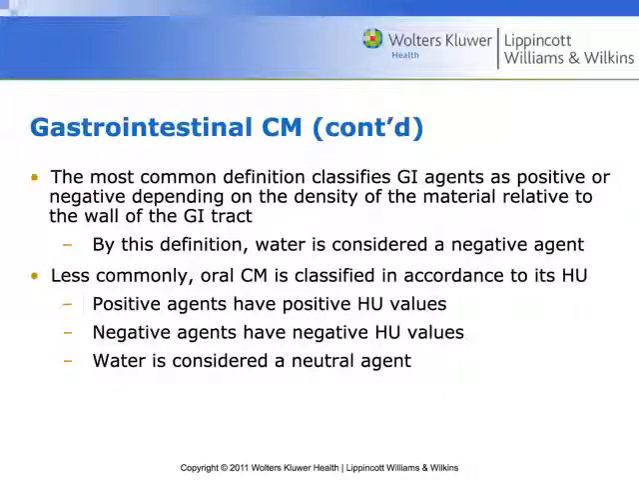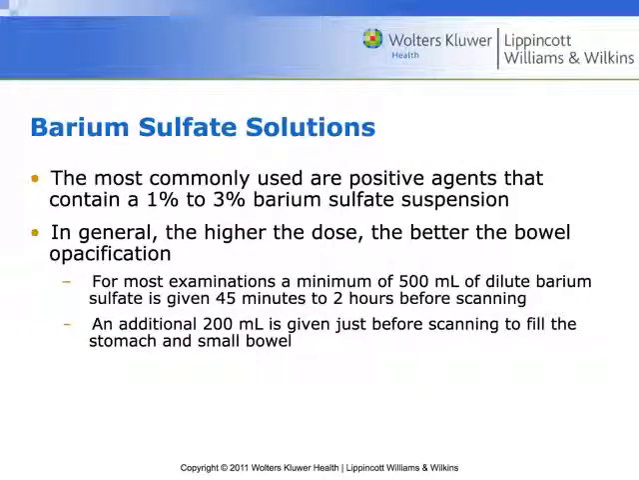So we typically talk about it as positive or negative. Most of the stuff that we use is negative. Water, by this definition, is considered negative because it's right around 0, right? Positive agents are going to have a higher Hounsfield unit. Negative agents are going to have a negative or neutral Hounsfield unit. And again, water is considered a neutral or negative agent. Barium sulfate, 1 to 3% barium suspension. A lot of times the protocol is something like, drink these 2 bottles of barium, drink one the first hour, drink the next one over the next hour, save the last little bit, and drink it right before we sit down and do the scan.